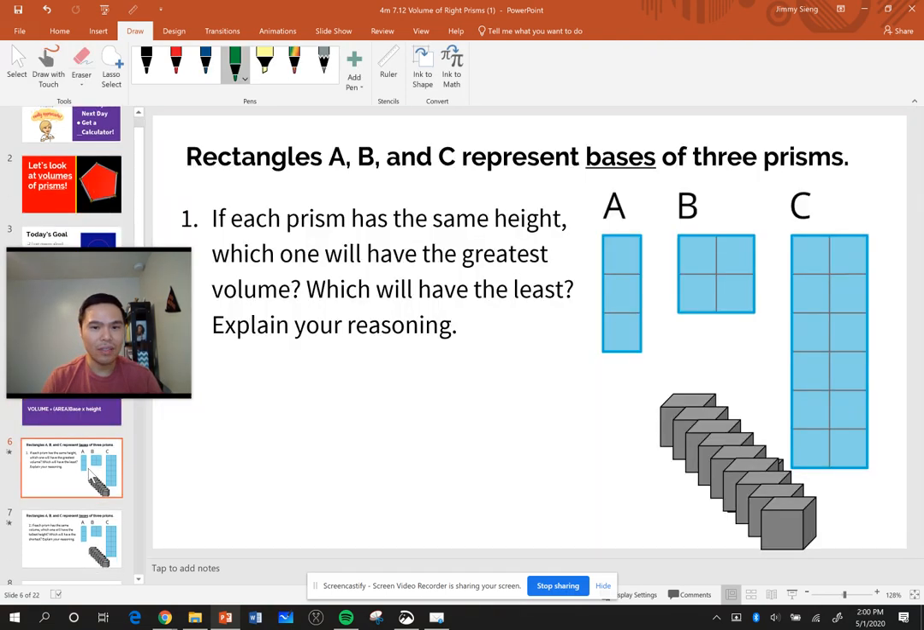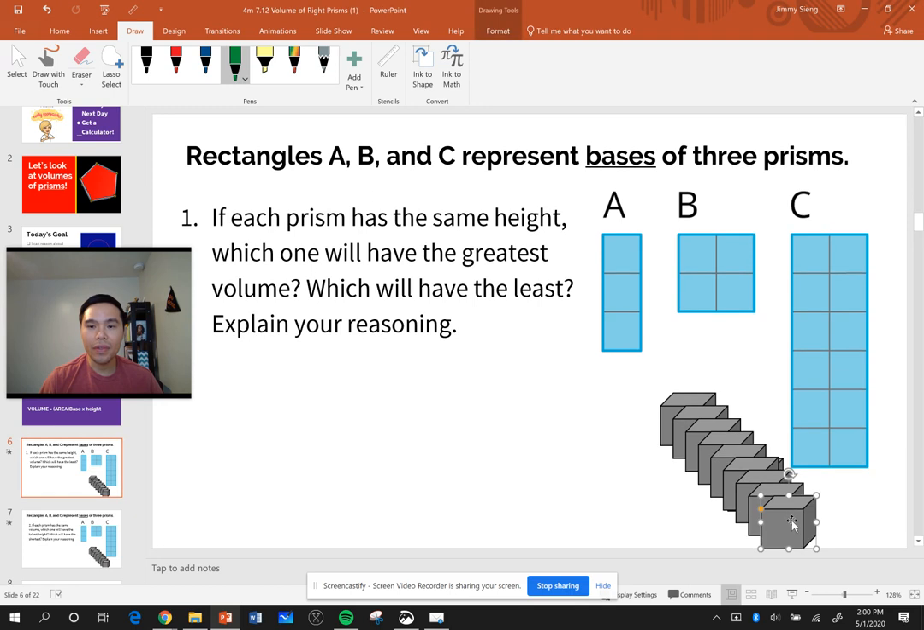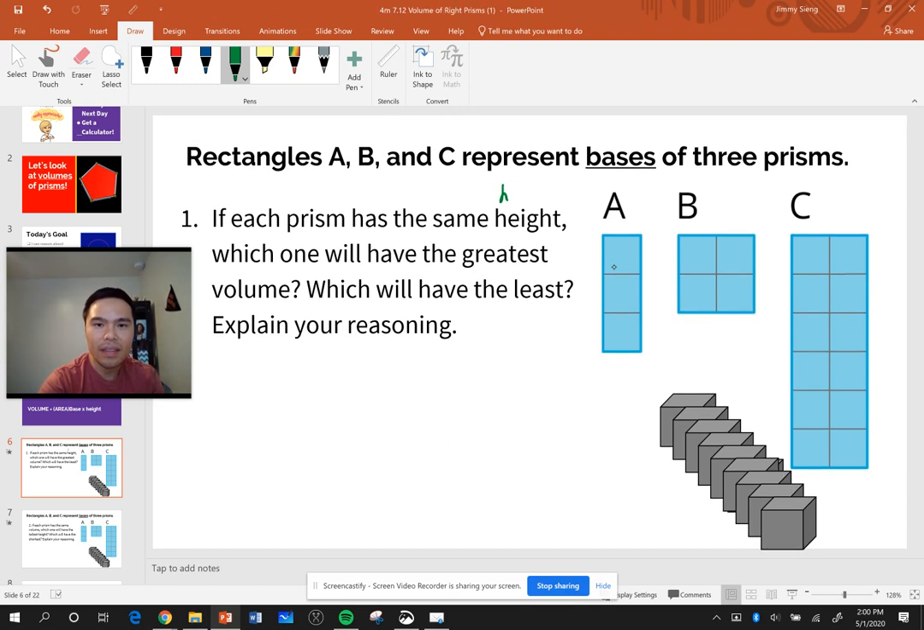All right, so let's get into it. I need to look at A, B, and C. I need to see if each prism has the same height, and then which one will have the greatest volume. And then we also want to see which one has the least volume. Volume is basically when the prism starts building up and creates a 3D shape, right? So if all these have the same height, let's call it h, equal to 1 unit, I want to say which one has the greatest volume.